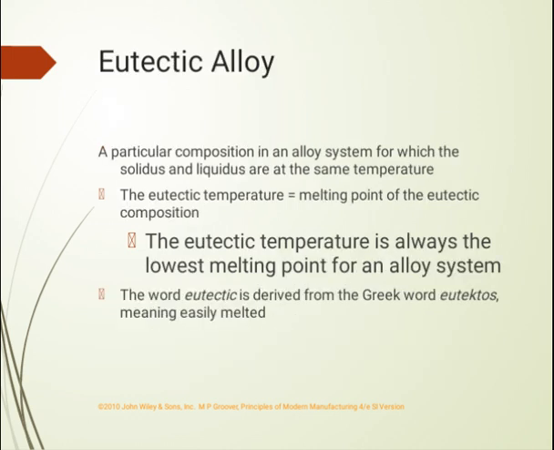Eutectic alloy is the particular composition in an alloy system for which the solidus and liquidus are at the same temperature. Eutectic means easily melted in Greek. The eutectic temperature is always the lowest melting point for an alloy system.